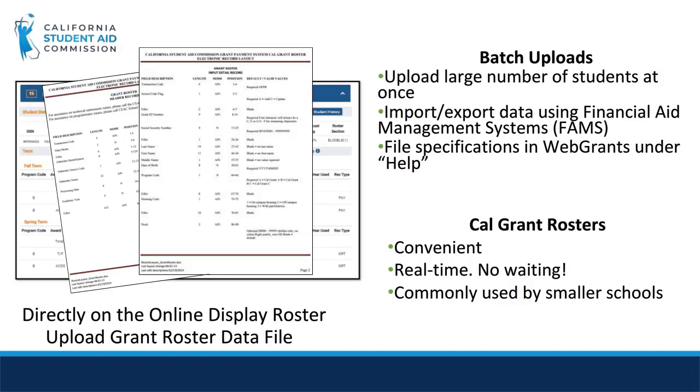Schools can report payments for a large number of students all at once by creating a batch upload file. The file specifications are located in the help link in web grants. Otherwise, payments can be reported manually and directly to the Cal Grant roster in web grants. This may be the standard process for a small school or for schools that usually upload but need to make an adjustment to a record. Most often, manually reported payments immediately reconcile as long as your campus still has remaining Cal Grant funds.